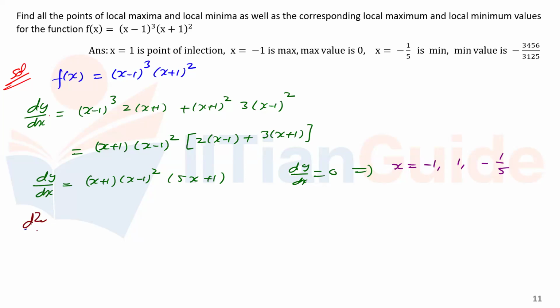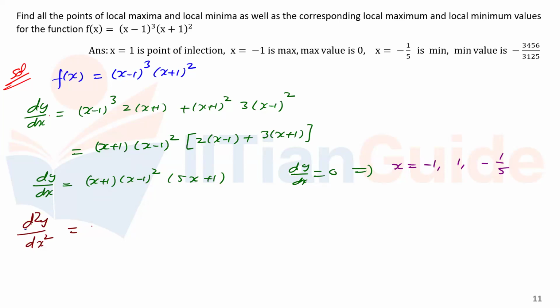I'm going to differentiate again, d square y upon dx square. So I have 3 functions here: (x plus 1), (x minus 1) whole square, and (5x plus 1), call them u, v, w. I'm applying the formula for u, v, w. I will write 2 terms and differentiate this, then write the other 2 terms and differentiate that. I'm not expanding it. However, you can multiply (x plus 1)(5x plus 1), which gives 5x squared plus 6x plus 1, and then apply the product formula. But I'm not doing that.